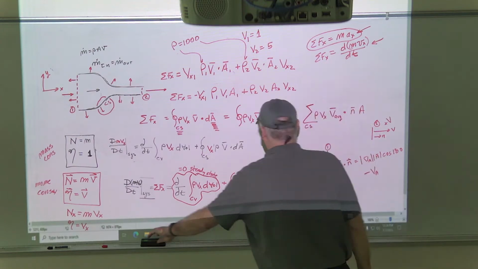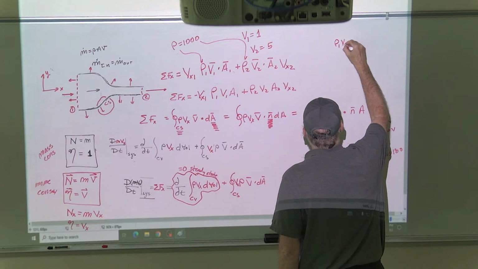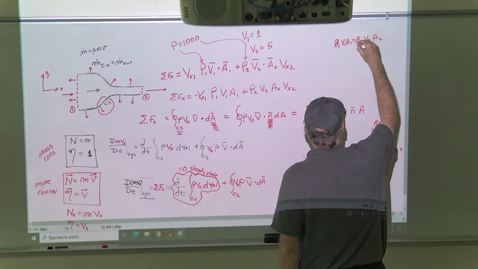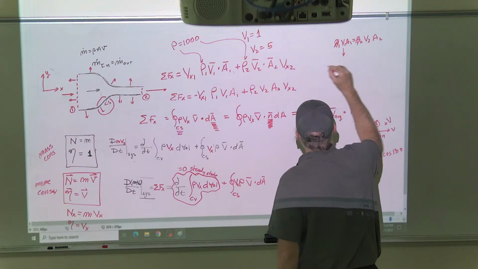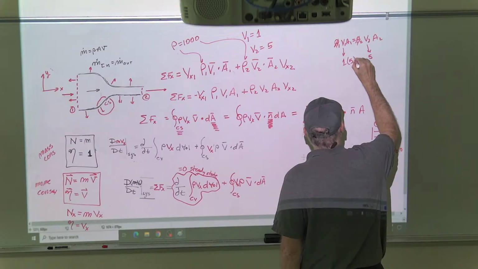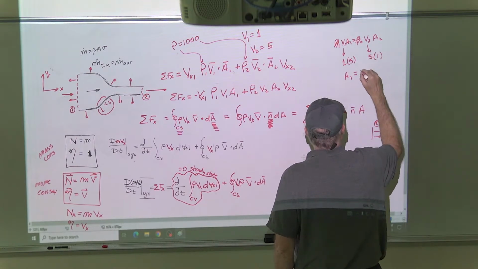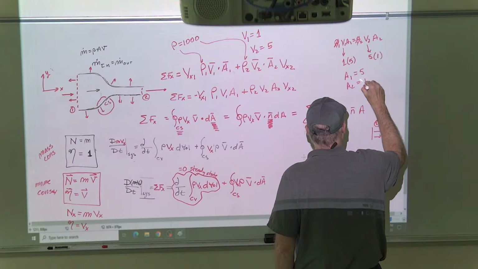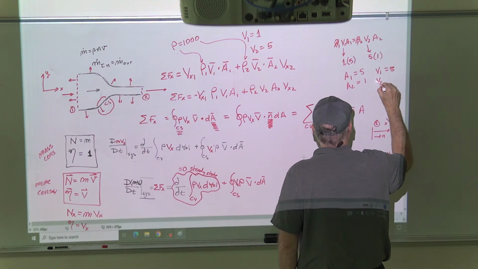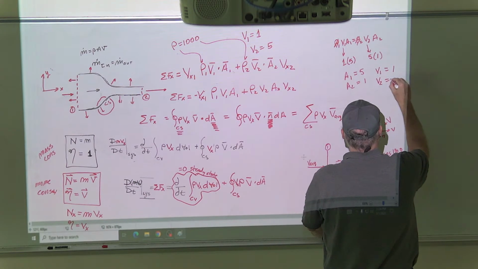That'll tell you right off that rho1 V1 A1 is equal to rho2 V2 A2, but the densities are equal. This is 1, that is 5. So I'm going to make area 1 equal 5 and area 2 equal 1. Area 1 is equal to 5, area 2 is equal to 1. V1 is equal to 1, V2 is equal to 5.